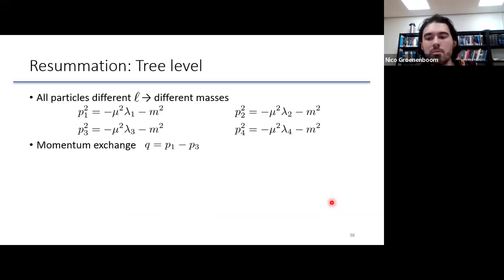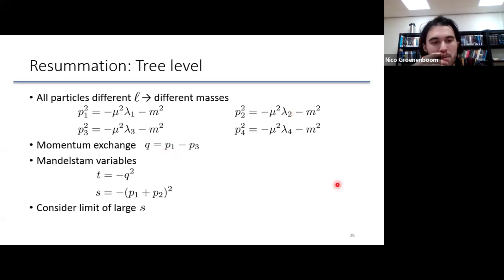So at tree level, we have a 2-to-2 system where we can analyze the kinematics. There are 4 particles now, but all of these particles may have a different L because we removed the minimal coupling. That means that effectively they will all have some different mass. The 4D mass is the same, but they have a different effective mass from the 2-sphere.